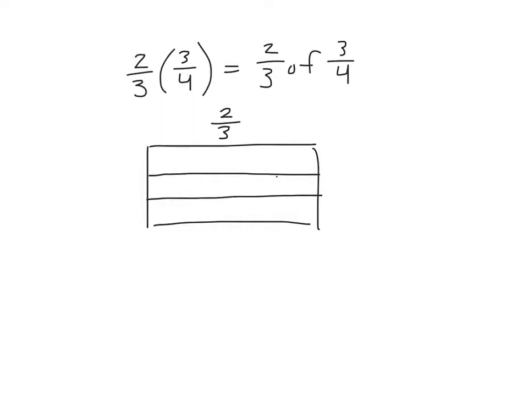Hello friends, we're going to multiply 2/3 times 3/4, or another way to say it, that's the same as saying 2/3 of 3/4. But we're going to do it as a picture. I will go back and talk about it directly: you can just multiply straight across, numerator times numerator, denominator by denominator, and that does give you the correct answer.